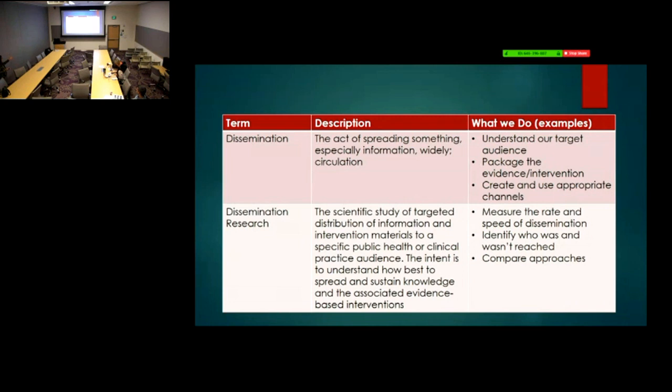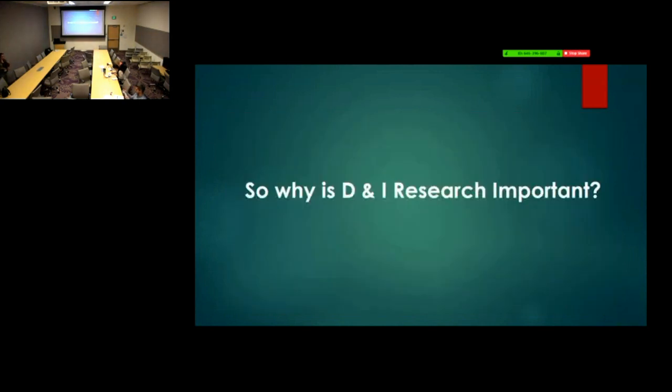And dissemination research is kind of similar in that you're studying the spread, okay? It gets a little confused with marketing and things like that, and there are some overlaps, but there are some differences. All right, so why is this important? Why would we do this? I've got some answers, but what do you think? Why would you study implementation and dissemination as a science?